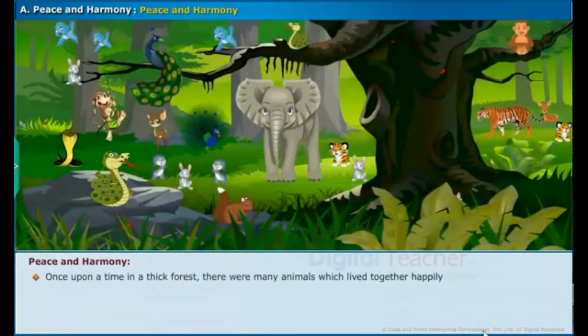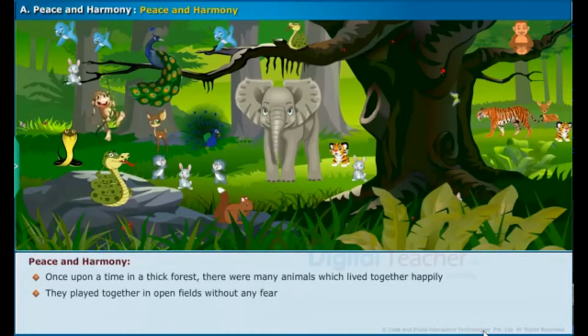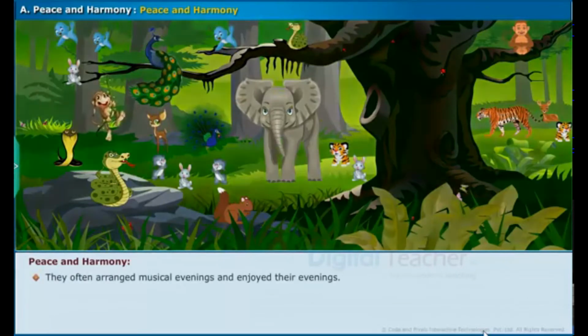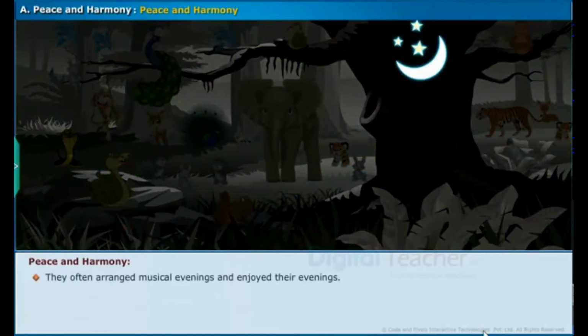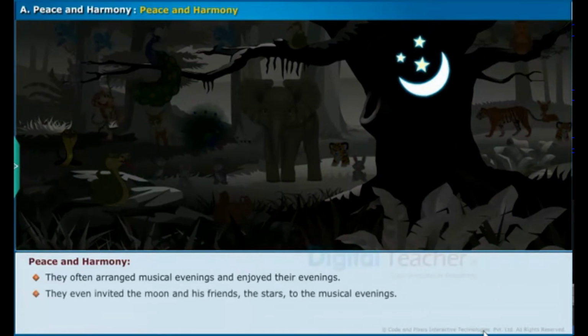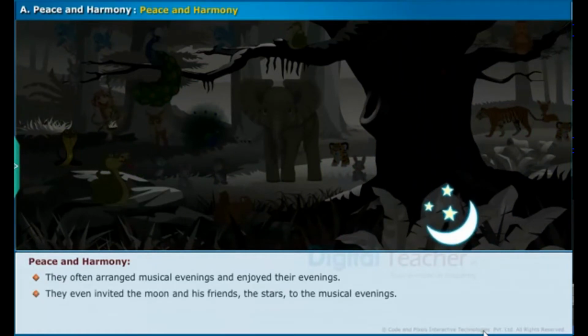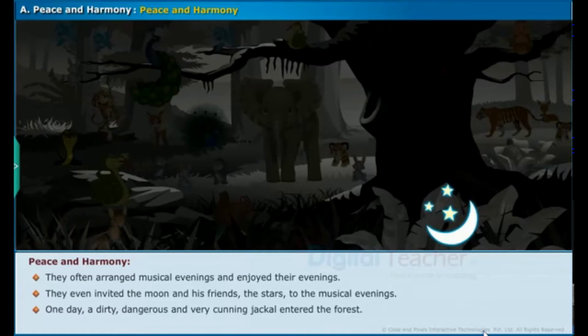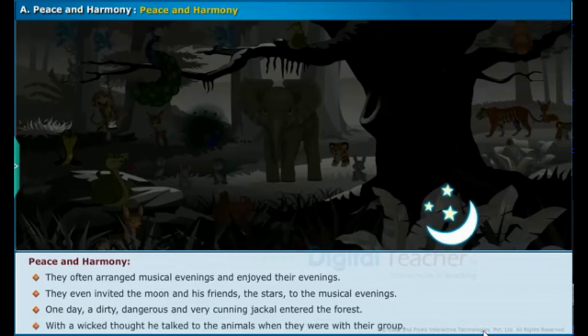Once upon a time in a thick forest, there were many animals which lived together happily. They played together in open fields without any fear. They often arranged musical evenings and enjoyed their evenings. They even invited the moon and his friends, the stars, to the musical evenings. One day, a dirty, dangerous, and very cunning jackal entered the forest. With a wicked thought, he talked to the animals when they were with their group.